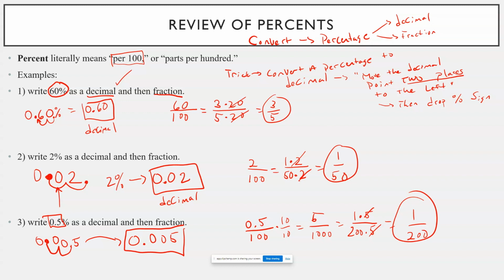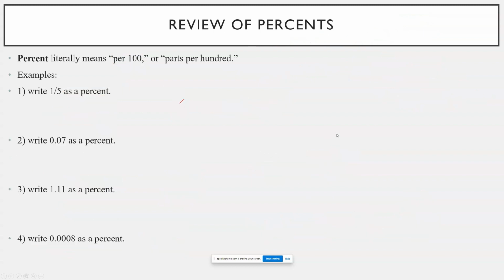All right. Now let's go back. Let's do it the other way. Let's take maybe a decimal or a fraction and then convert it to a percentage. So again, now what we want to do is go the other way, okay? We want to convert either a fraction or a decimal to a percentage.